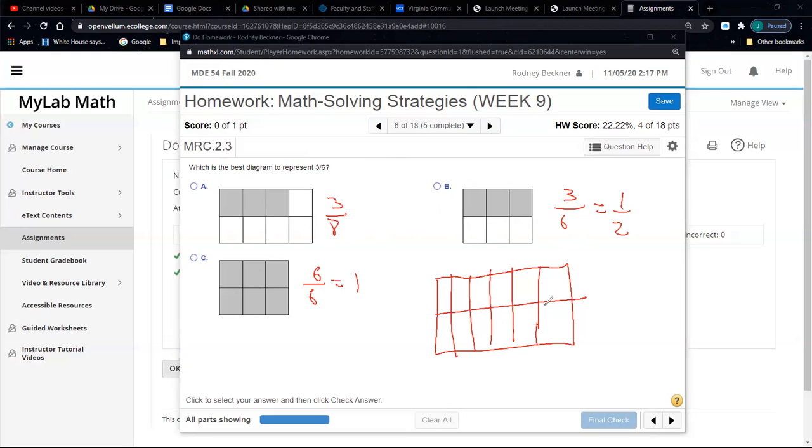3/6. So another way is you could shade 1, 2, 3, 4, 5, 6 if there were 12 of them. 1, 2, 3, 4, 5, 6, that would be 6 out of 12, which you could also reduce to 3 over 6. Now, this is not the best way because it doesn't clearly label them as 6 wholes and 3 parts, but it does work.